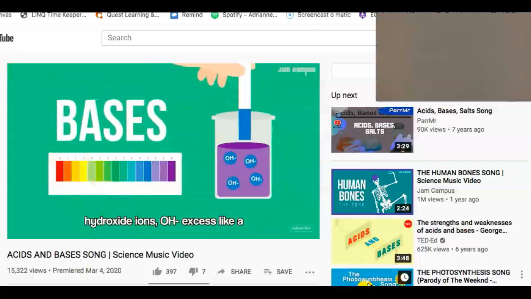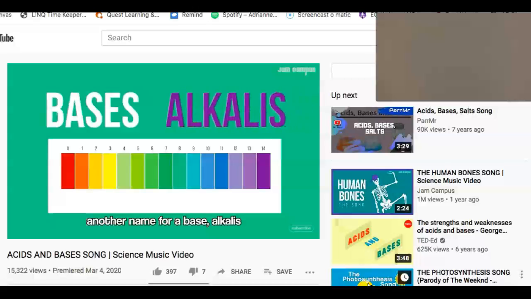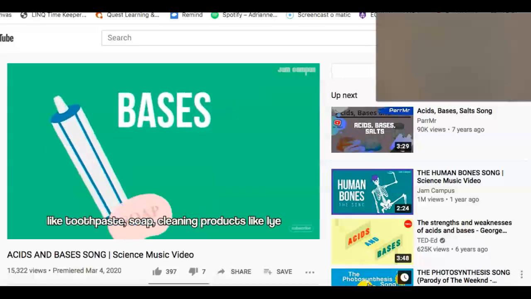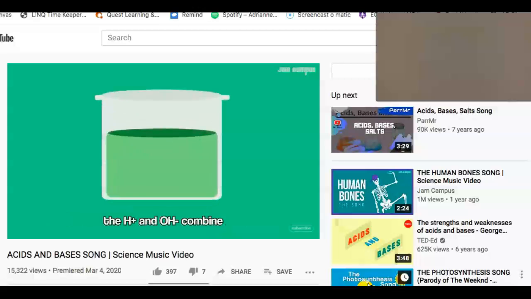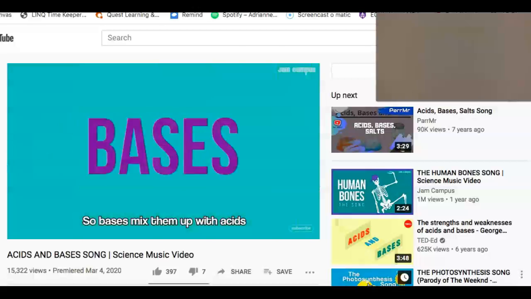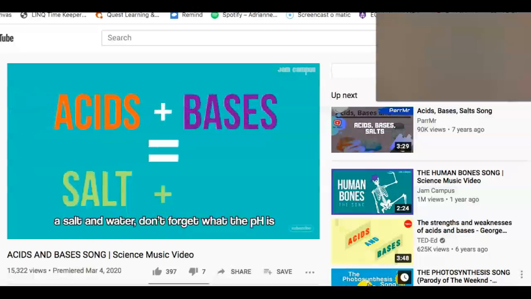Hydroxide ions always find a success. Like a product for your drain. Another name for a base. Alkaline pH range from 8 to 15. And a base never hydroxide like toothpaste, soap, cleaning products. And when a base and acid mix and neutralize, H plus and OH minus combine, turn it into plain water, H2O, plus on the side is a salt. For example, sodium chloride. Mixing up with acids and what it makes is salt and water.